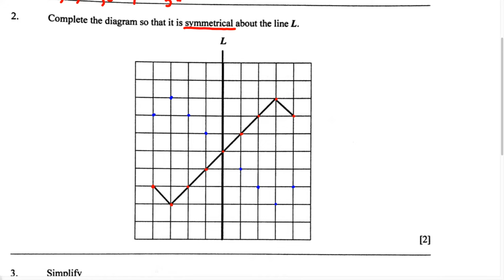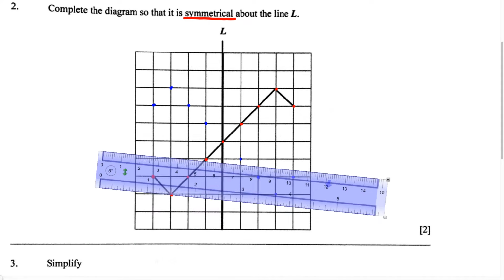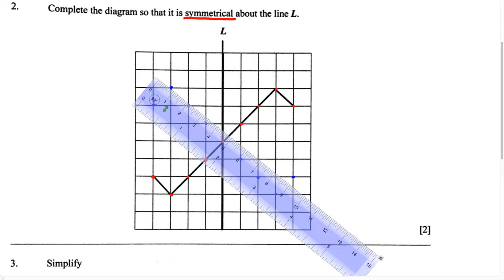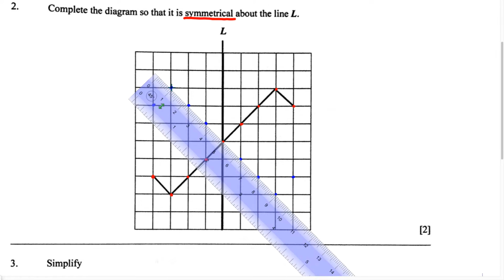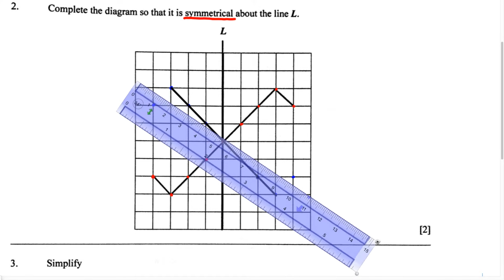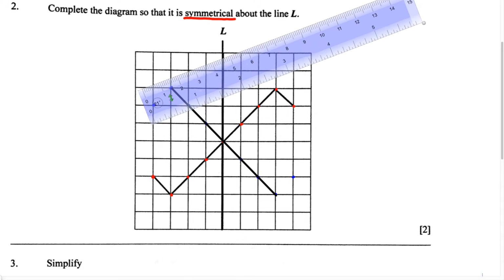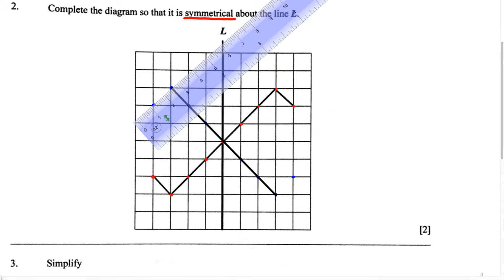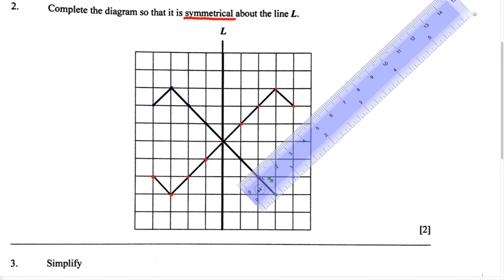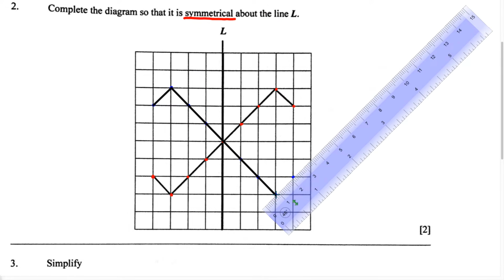Now using our ruler, we're just going to draw this line. We're just going to line it up. We're just going to start at the first point and come all the way down to the last point. Now we can move our ruler and we can connect these 2 points right here. And now we can just move the ruler. Now let's connect these 2 points.